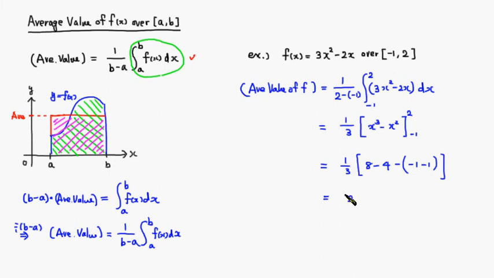So the average value of this function f of x over the interval from -1 to 2 is 2. That's it. I hope that this was clear.